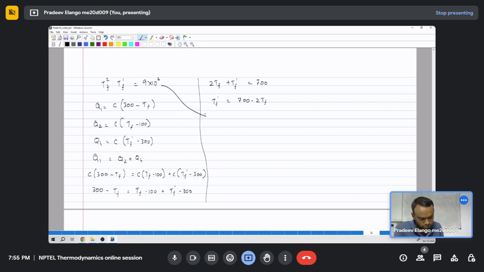We also have this expression, then substituting this here, we will have TF square into 700 minus 2TF is equal to 9 into 10 power 6. So now this can be solved using the calculator. You can also directly solve using this calculator using the solve function. Otherwise, this can be solved iteratively.